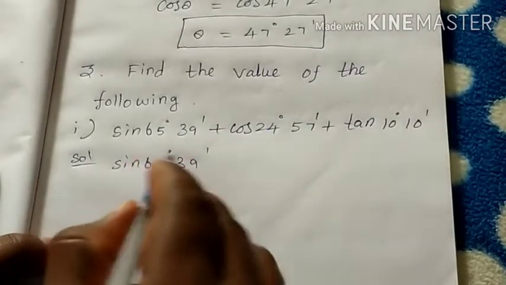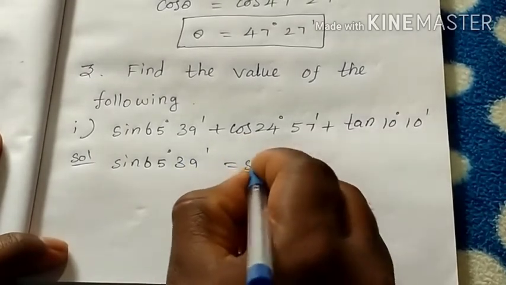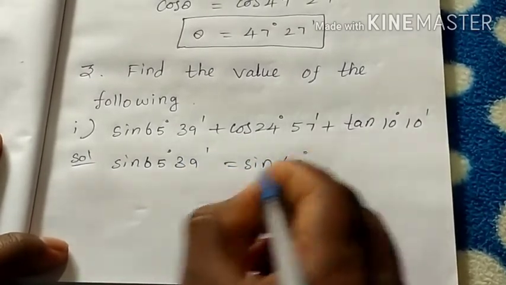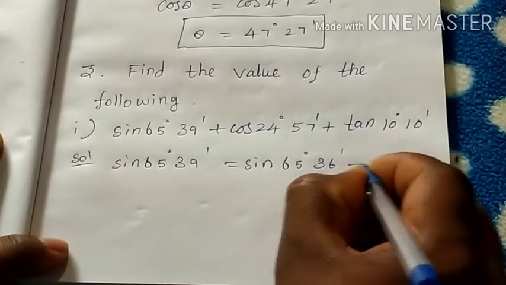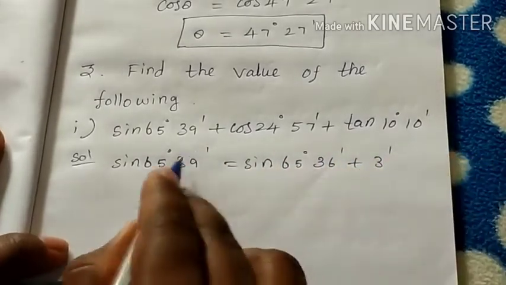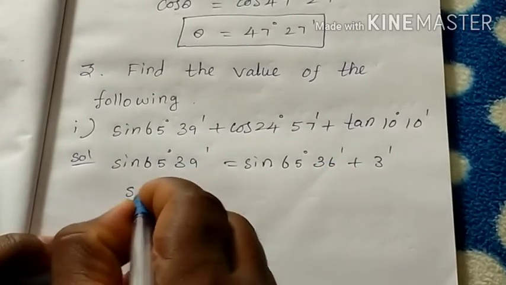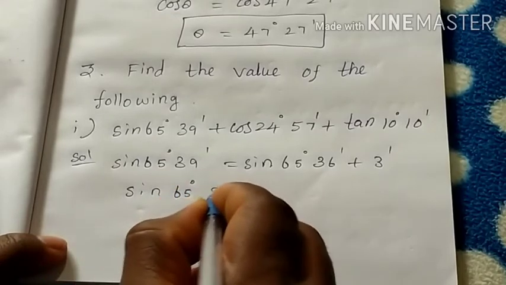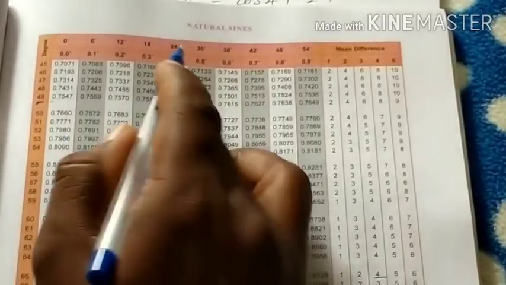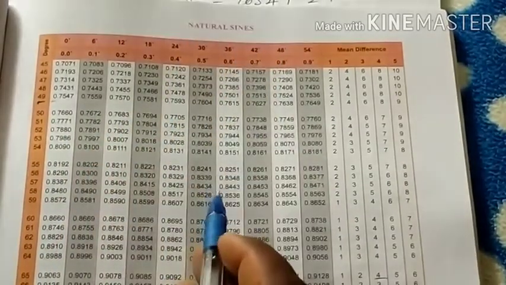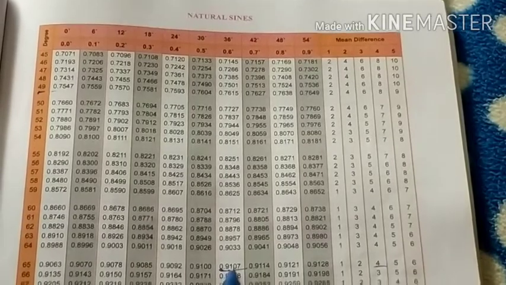Okay, find this value. Sin 65 degrees 39 minutes can be written as 36 minutes plus 3 minutes, because the minute values in the table only exist in multiples of 6. So sin 65 degrees 36 minutes equals, using the natural sine table, the value at 65 degrees and 36 minutes.